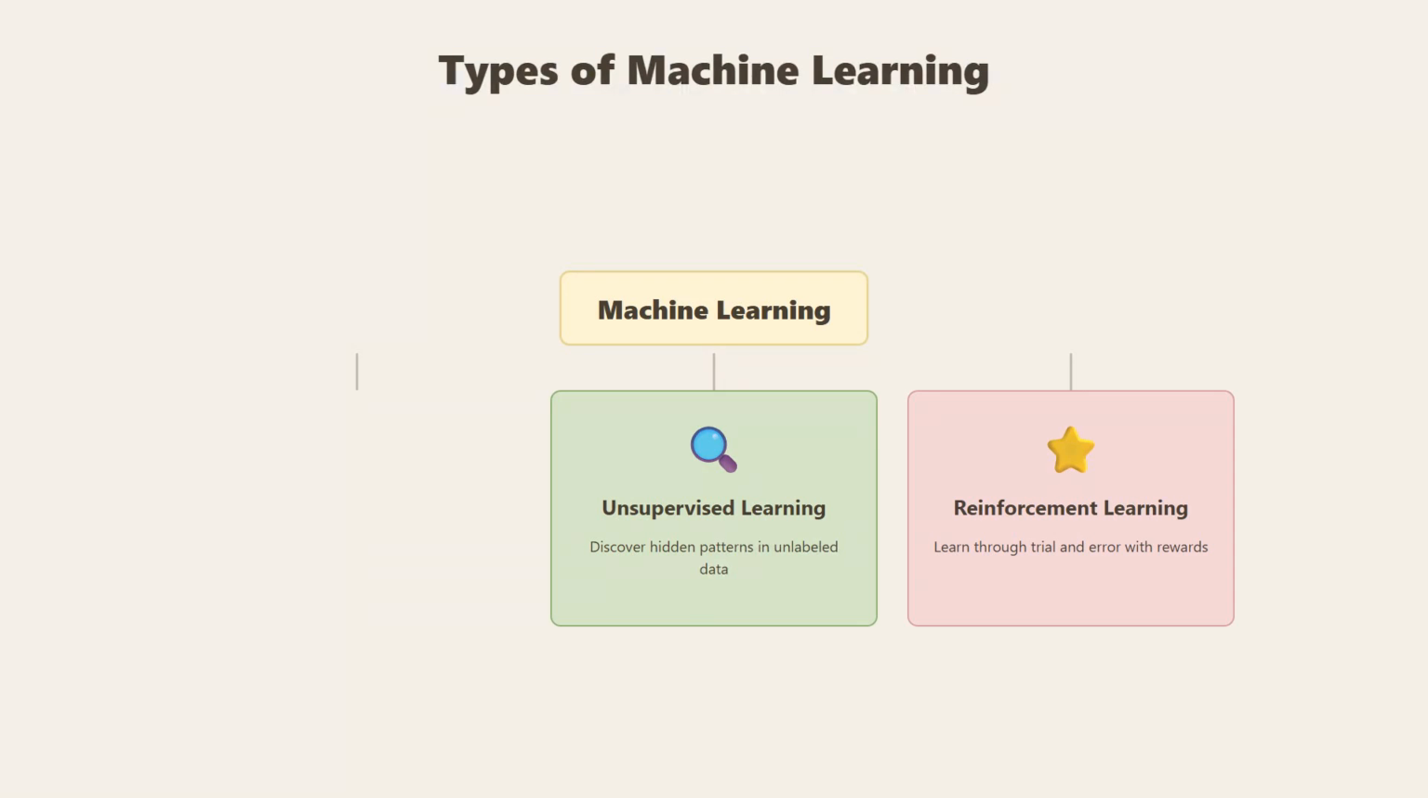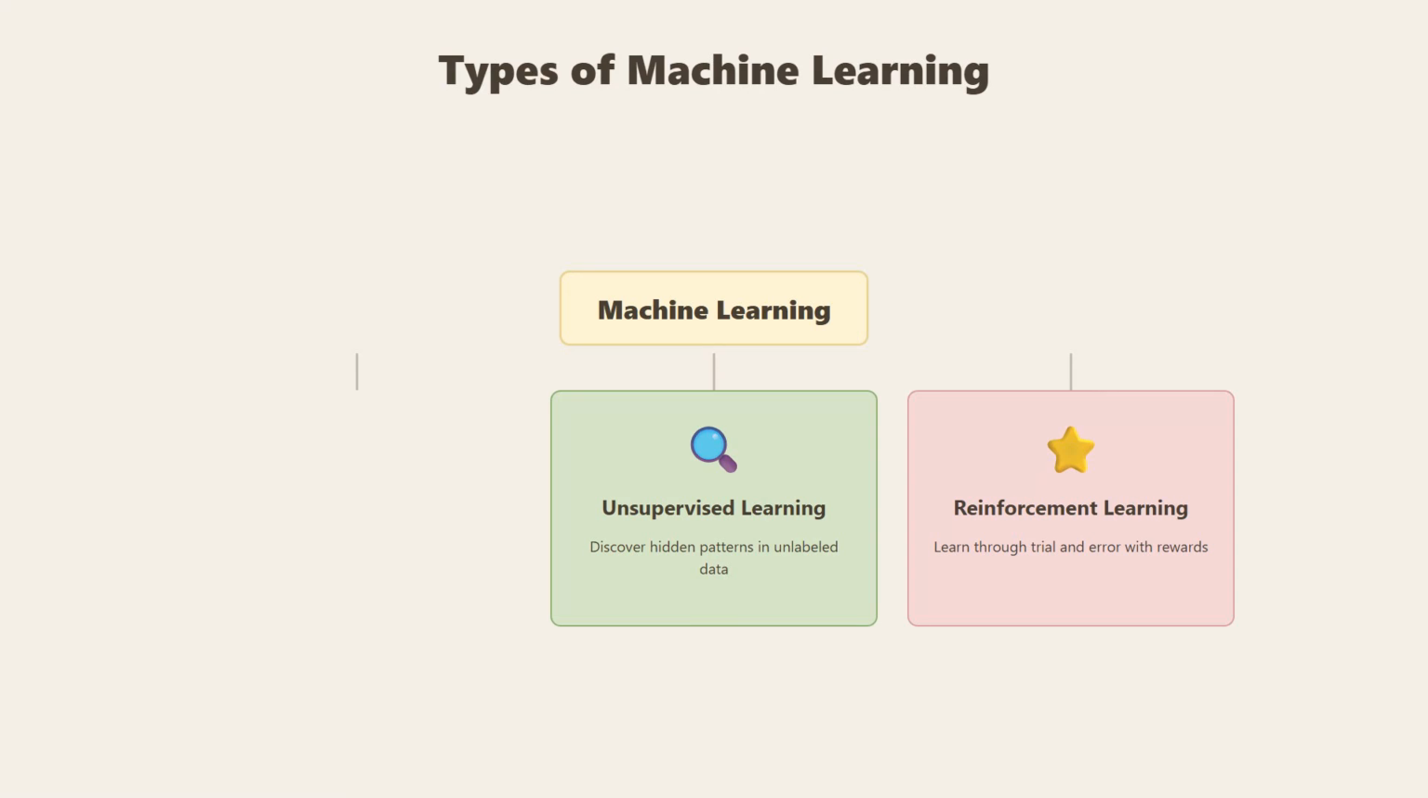Second is unsupervised learning, which works with data that has no labels at all. Here, the algorithm acts like a detective, searching for hidden patterns, groupings, or structures in the data without being told what to look for. It's perfect for exploratory analysis when you don't know what you're looking for yet.